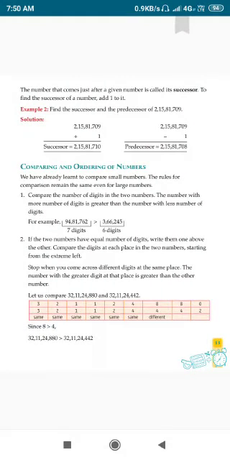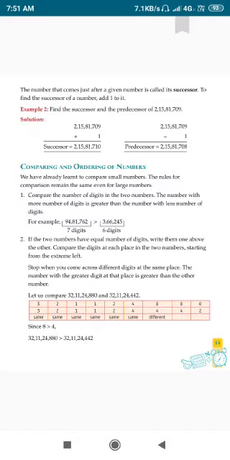Comparing and ordering of numbers. Dear student, when you compare and order numbers, you use the terms less than, greater than, and equal to, with the less than symbol, greater than symbol, and equal to symbol. To compare numbers, first look at the number of digits in each number, then compare the place values of numbers with the same number of digits.